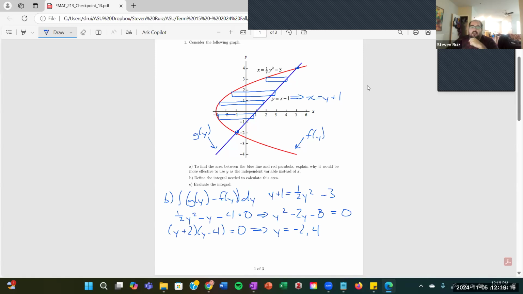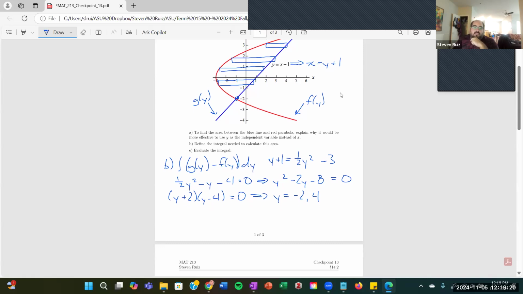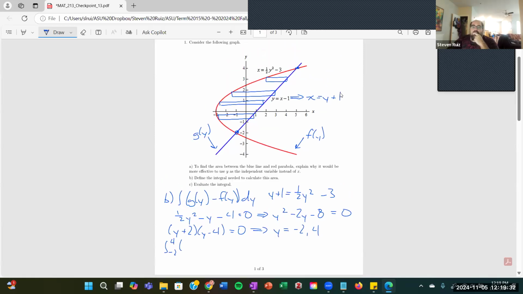So now we can set up this integral. This will be the integral from -2 to 4 of g of y. What do we say g of y was? g of y is the line, so that's y plus 1 minus the parabola, which is 1/2 y squared minus 3, dy.